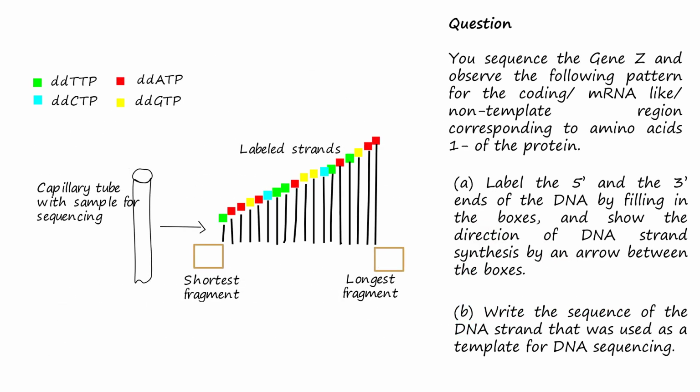Question 2. You sequence gene Z and observe the following pattern for the coding or mRNA-like region corresponding to amino acids 1 to 6 of the protein. A. Label the DNA's 5' and 3' ends by filling in the boxes and show the direction of DNA strand synthesis by an arrow between the boxes. B. Write the sequence of the DNA strand that was used as the template for DNA sequencing.